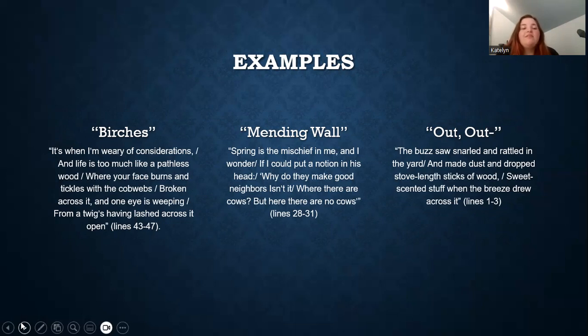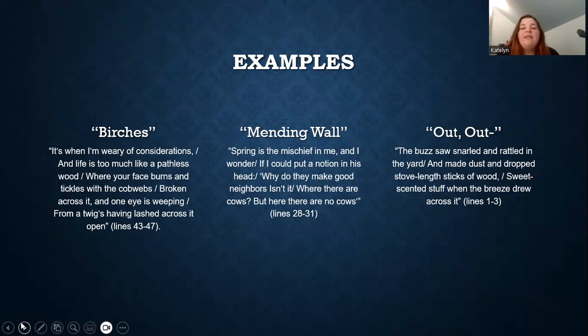"It's when I'm weary of considerations, and life is too much like a pathless wood, where your face burns and tickles with the cobwebs broken across it, and one eye is weeping from a twig's having lashed across it open." The face burning and being tickled with cobwebs are both examples of sensory detail that symbolize the narrator's old age, and the words like weary and pathless also evoke a darker meaning of getting older.